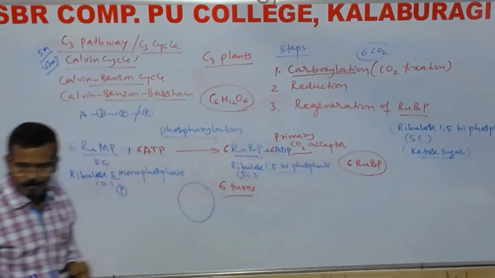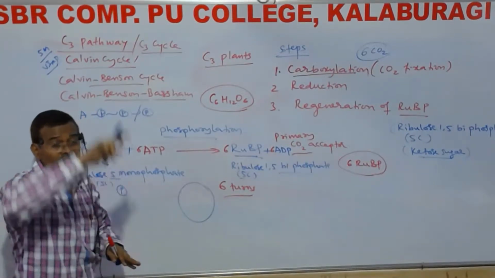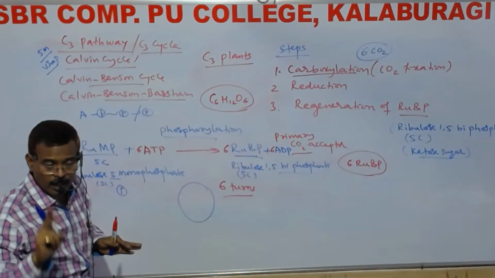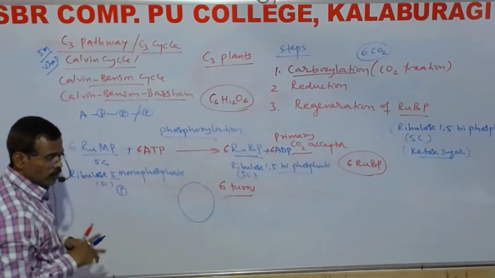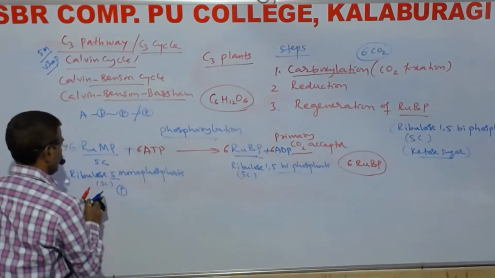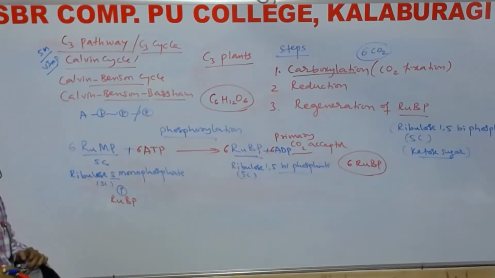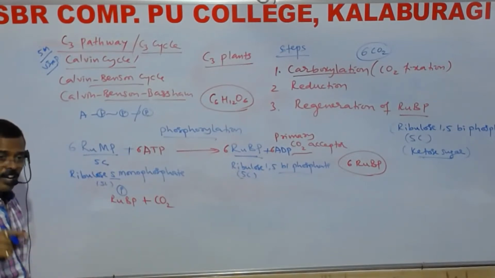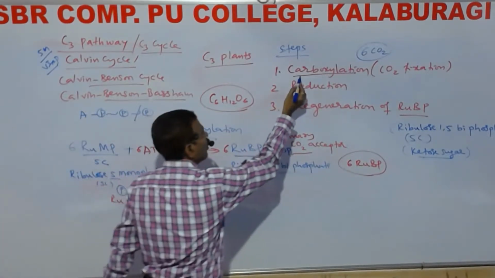Remember, boys and girls. Every time I do not mention 6; I will mention one to avoid confusion. Remember how many turns it requires? 6 turns for the synthesis of one molecule of carbohydrate at the end of the Calvin cycle. The main product of this dark reaction is sugar, glucose. Right? So now this RUBP, ribulose 1,5 biphosphate, is going to fix carbon dioxide. This step, where ribulose 1,5 biphosphate fixes the carbon dioxide by the catalytic activity of the enzyme, is itself called carboxylation.